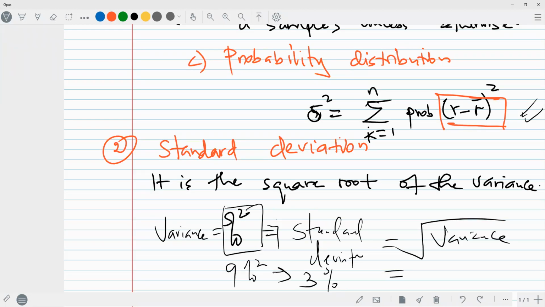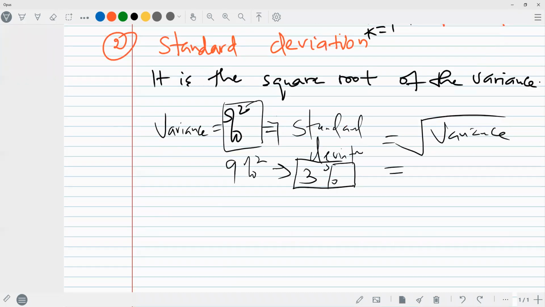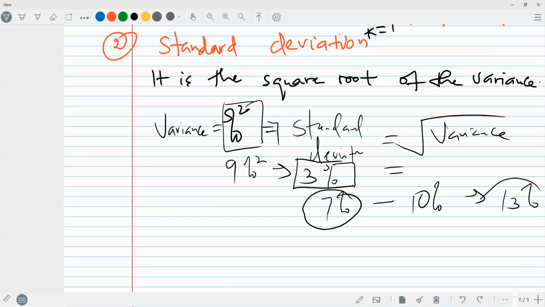Now, it becomes easy to interpret what this 3% means. Don't forget to say that this is the deviation from the mean. And therefore, generally, the return you'll be receiving as a holder is going to be 3% plus or minus what you are expecting. That's what the standard deviation means. In case you're expecting to get 10%, there's a chance you're going to get 13%, or in the worst case scenario, 7%. This is going to be the range of your returns, from 7% all the way to 13%.